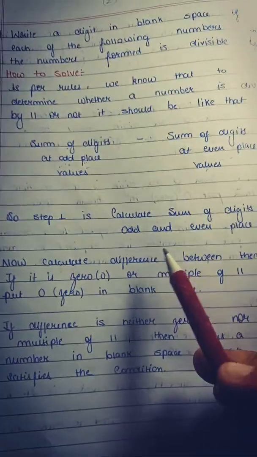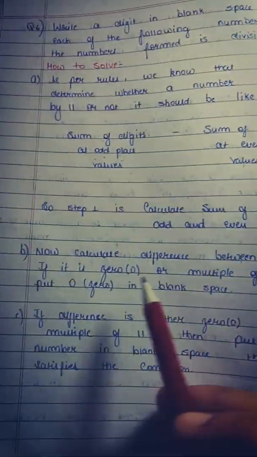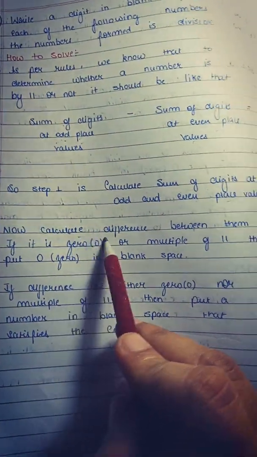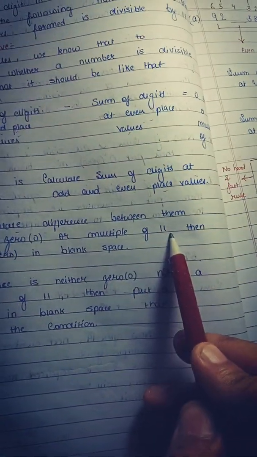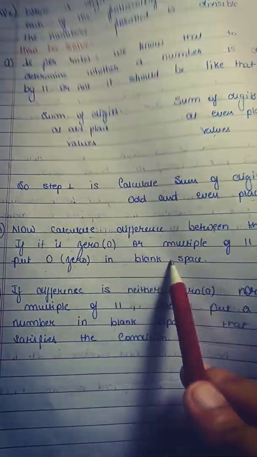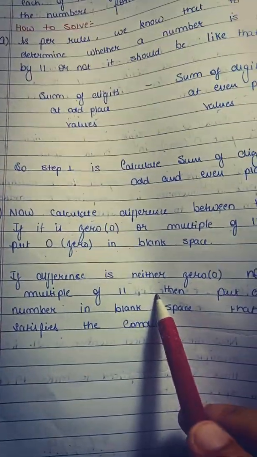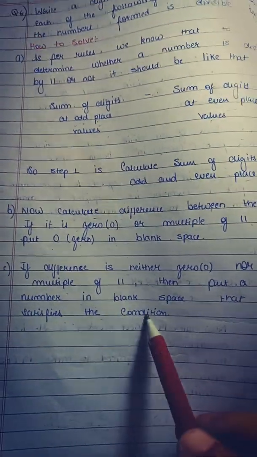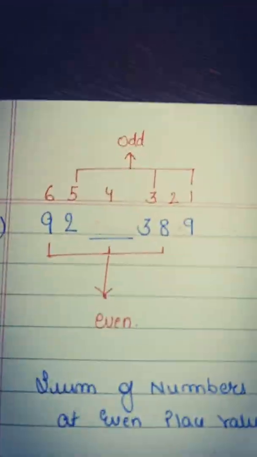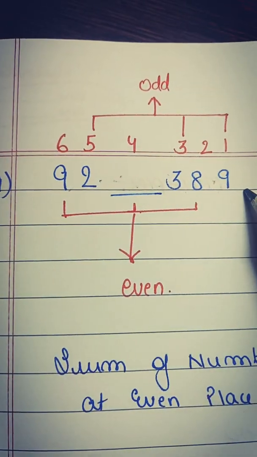Okay. So step 1 is to calculate the sum of digits at odd and even place values. Calculate the difference between them. If it is 0 or a multiple of 11, then put 0 in the blank space, and if the difference is neither 0 nor a multiple of 11, then just put a number in the blank space that satisfies the condition. Likewise, I've got 9, 2, 3, 8, 9.